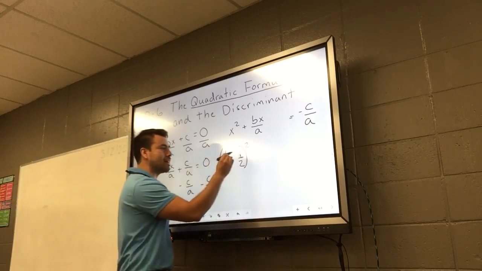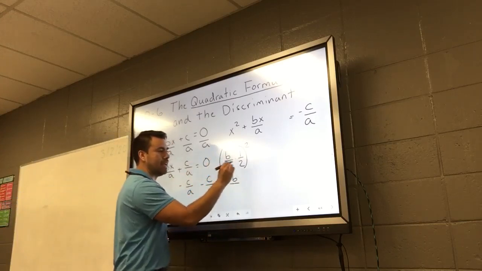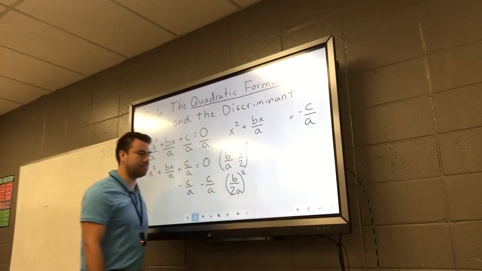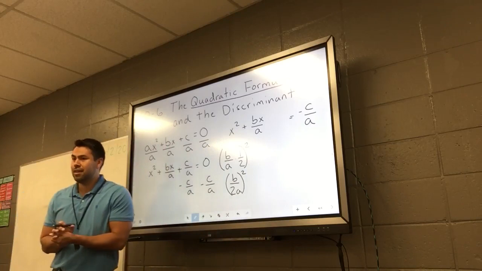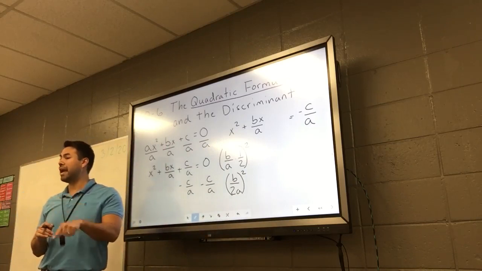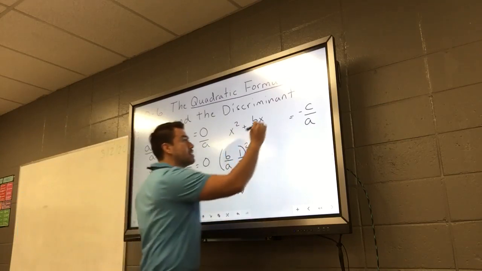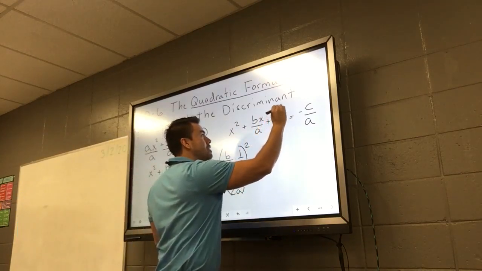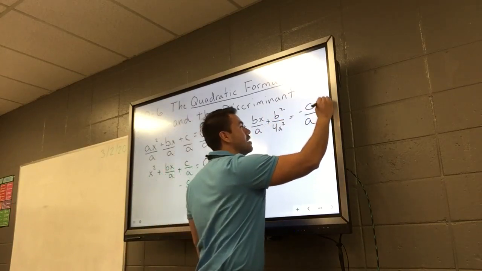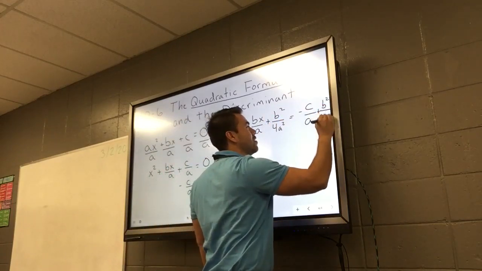All right, what's b times 1? B. What's a times 2? 2a. Then I square that value. What does that give me? B squared over 4a squared, okay? So I'm going to add b squared over 4a squared to both sides.